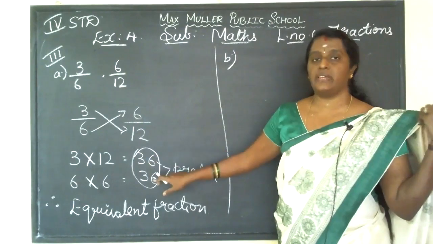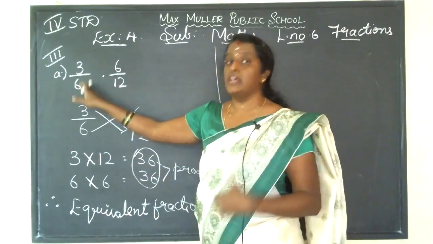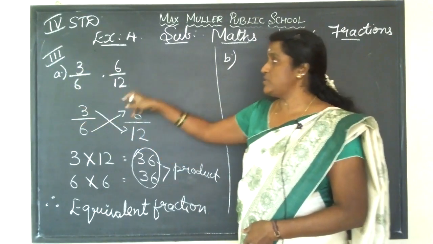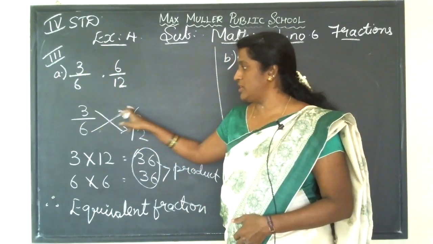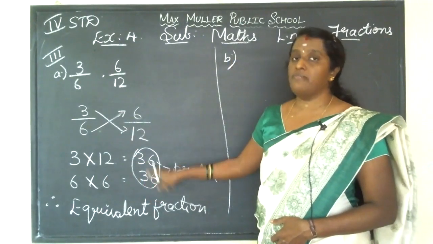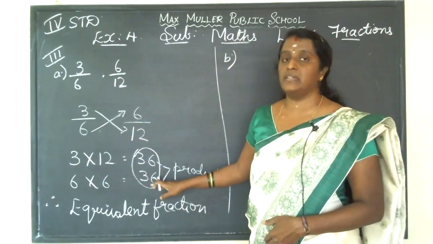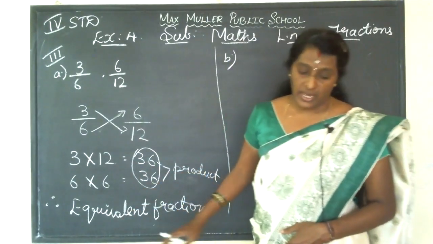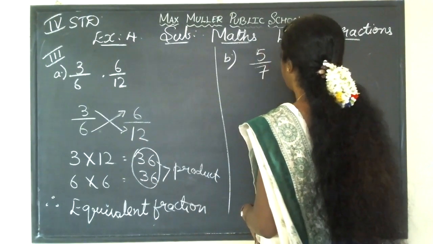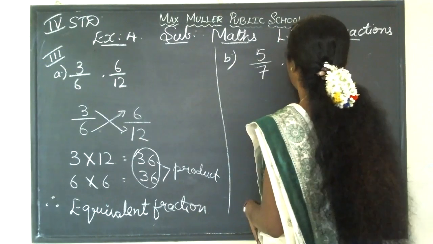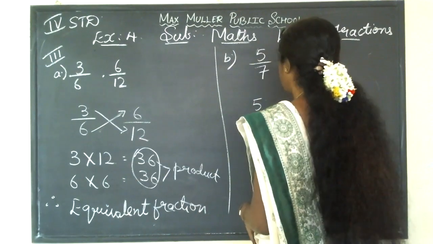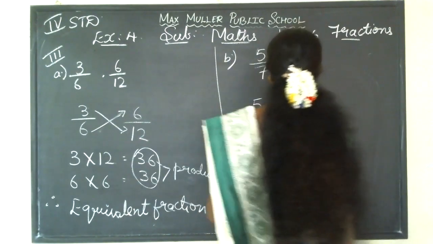If we get the same answer when we do cross multiplication, then they are equivalent. See, 3 by 6 and 6 by 12, you should not write them side by side, you do cross. I did cross multiplication: 3 12s are 36, 6 6s are 36. When we multiply, we get the same answer, so it is an equivalent fraction. Second sum, 5 by 7 and 10 by 12.